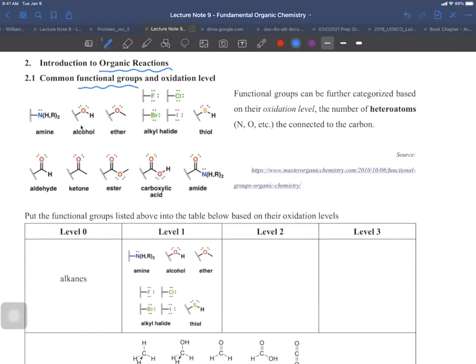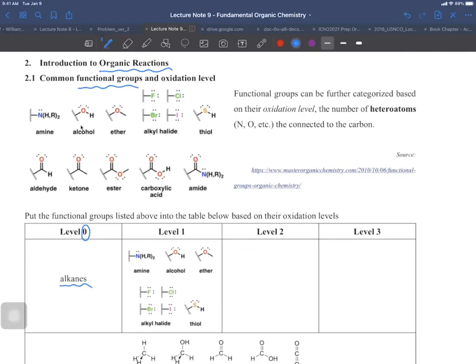So the oxidation level is determined by the central carbon, how many heteroatoms are connected to the central carbon. For example, alkanes. We know alkanes are made by C-C single bonds and C-H single bonds. So both of these two types of bonds are relatively nonpolar. The C-H bond, although it's not completely nonpolar, the electronegativity of these two elements is pretty much the same. So we can say the oxidation number of the carbon in the alkanes is 0. This is why alkanes are classified into the level 0 functional group.